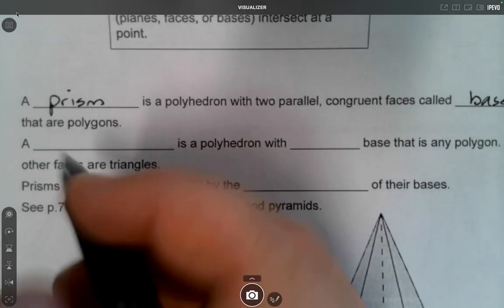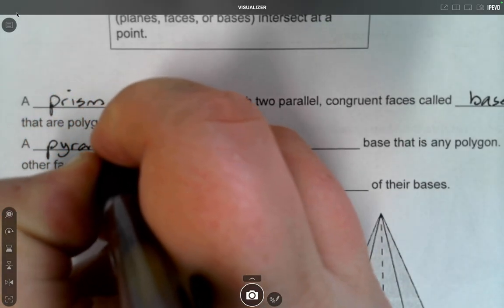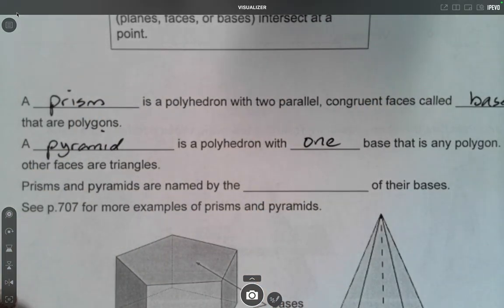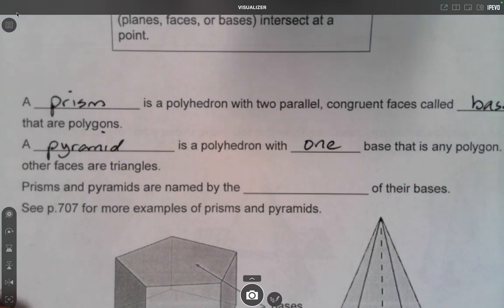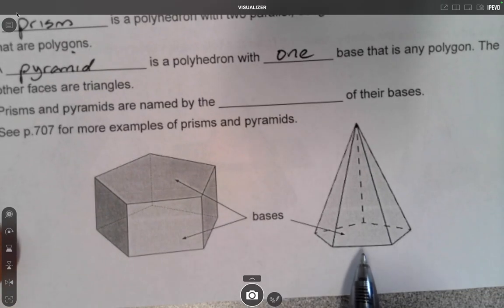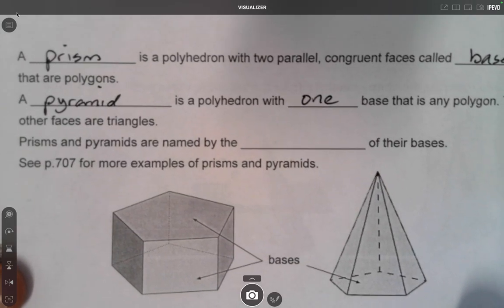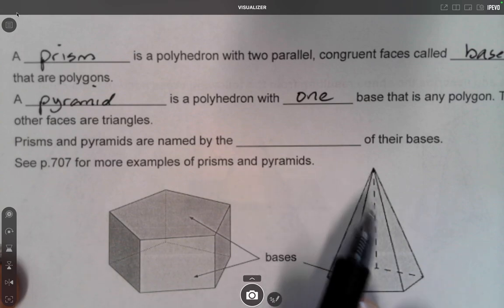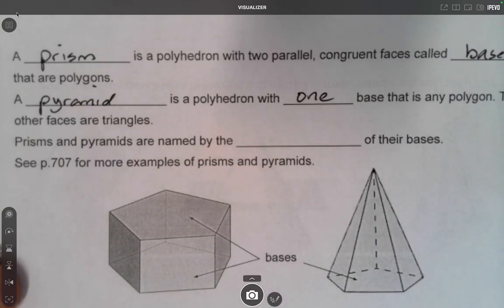A pyramid is a polyhedron with one base, and it could be any polygon. It's often a triangle or a rectangular square, but it can be a pentagon, like this one down here. It could be a hexagon. It could be lots of different things. Now, the other faces are triangles. So for all pyramids, the bottom or the base can be lots of different things, but its sides going up from the base to this point are all triangles. That's true no matter if the base is a triangle, a square, a rectangle, or whatever.